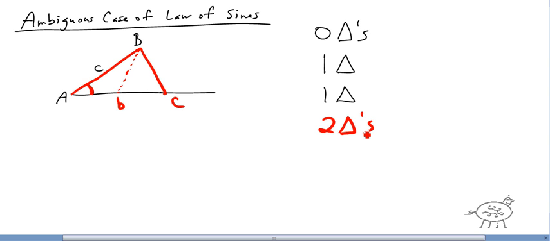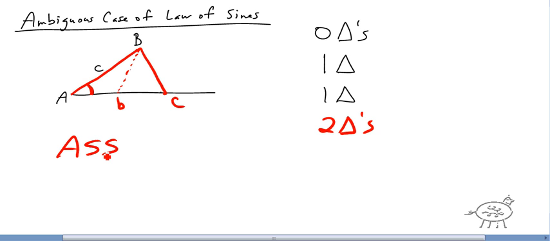This is called the ambiguous case of law of sines because there's a potential to have no triangle, one triangle, or 2 triangles based on what's given. Now if you notice, what is in red is angle, side, side.